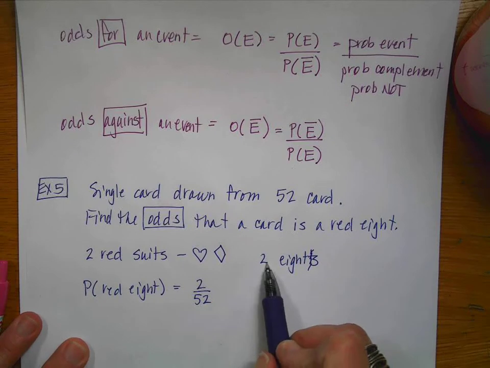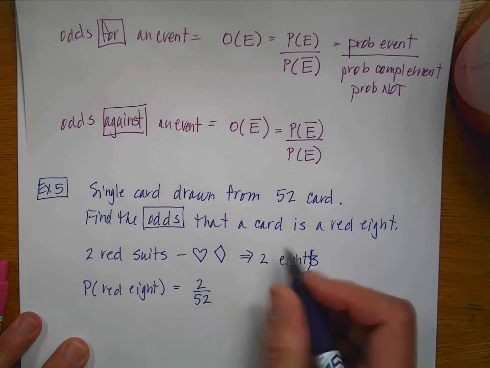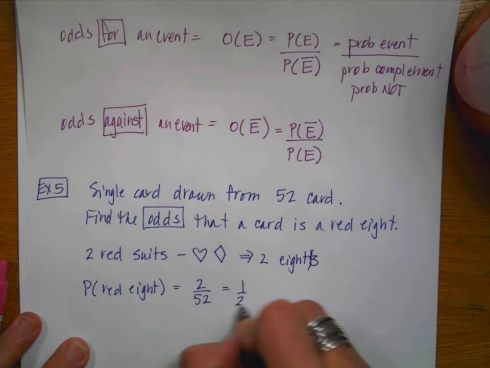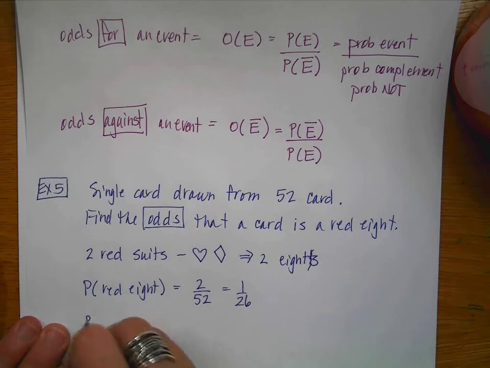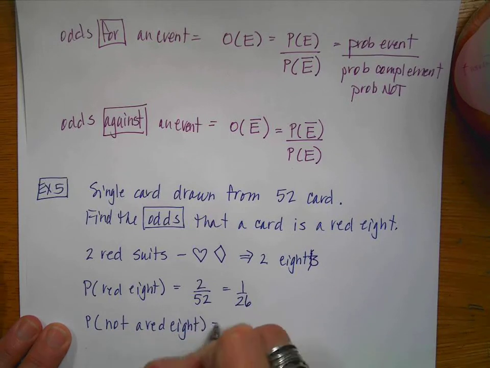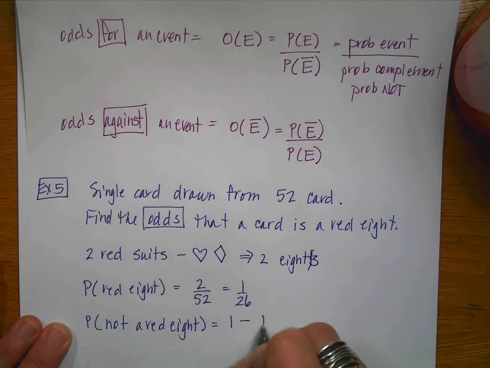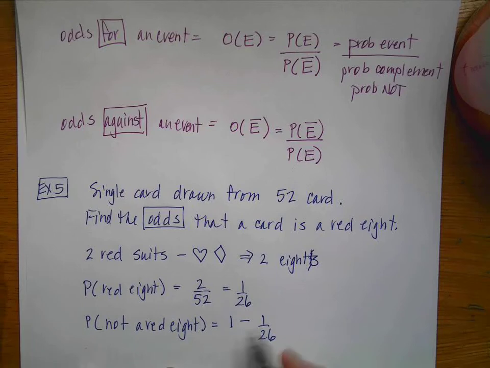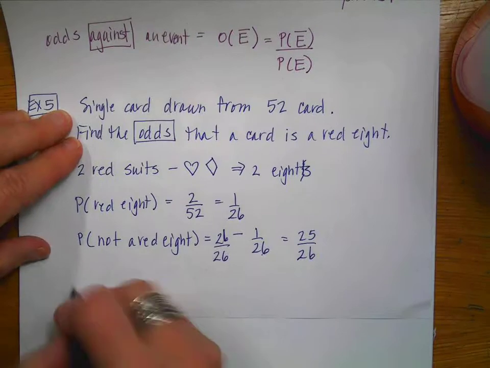So the probability of getting a red 8 is going to be 2 out of 52 because there's 1 in each suit. Okay. So then that's going to be 1 out of 26. So then the probability of not a red 8 is going to be 1 minus the 1 over 26. And I'm going to turn this 1 into a whole number with the same denominator. So I'm going to make it 26 over 26. So I'm going to get 25 over 26.